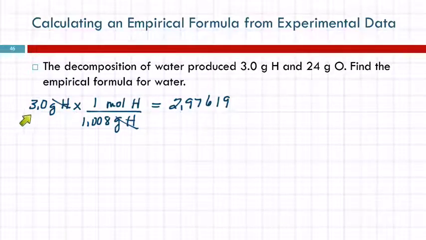So our starting number had 2 significant figures. That means I want to keep more than 2 significant figures here. I don't want to round this to 3 because that might mess things up. So I'm just going to keep some extra digits there. I would say a minimum of 2, but if you want to write all of them down, that's fine. So that's moles of hydrogen.